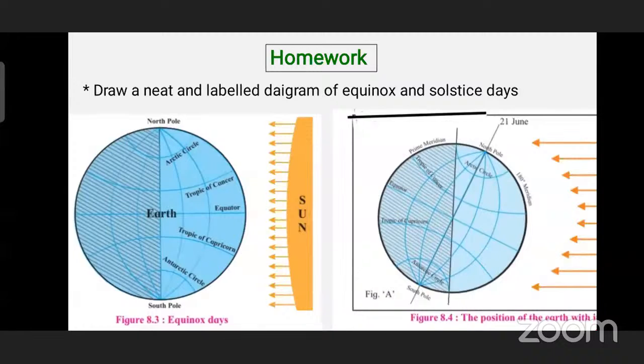Okay, students? Have you understood the homework? If you have any doubt, you can ask me now.